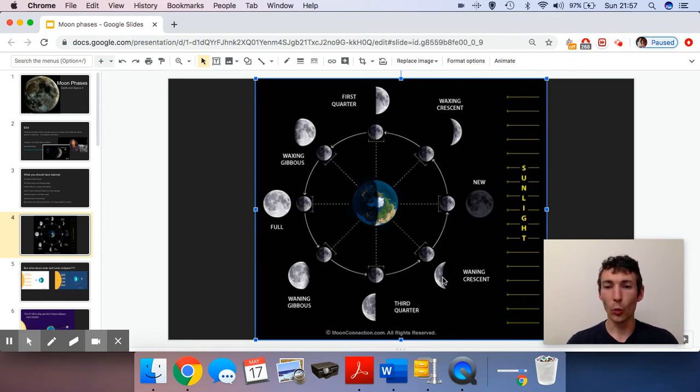Then we've got our waning crescent. The light is still decreasing on the moon, and that is your crescent shape. And then you are back around to a new moon. Now remember, that takes 27.3 days to complete.